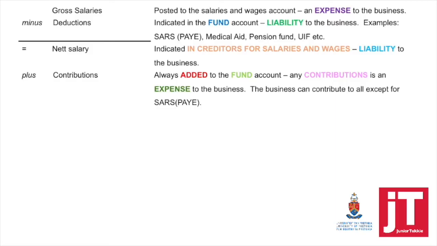Always remember, the gross salary is an expense to the business, minus deductions, which will go to the fund account, which is a liability. Examples: SARS pay-as-you-earn, medical aid, pension fund, UIF, etc. equals the net salary. The net salary is indicated in my creditors for salaries and wages, which is a liability to the business. Now, any contributions from the business is added to the fund account. That contribution is an expense. The business will never contribute towards the SARS pay-as-you-earn. That is your employee's responsibility.